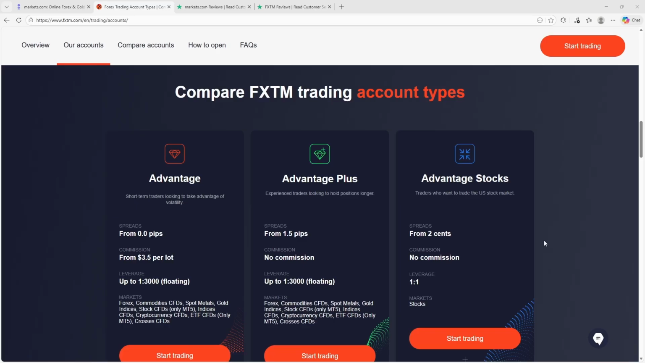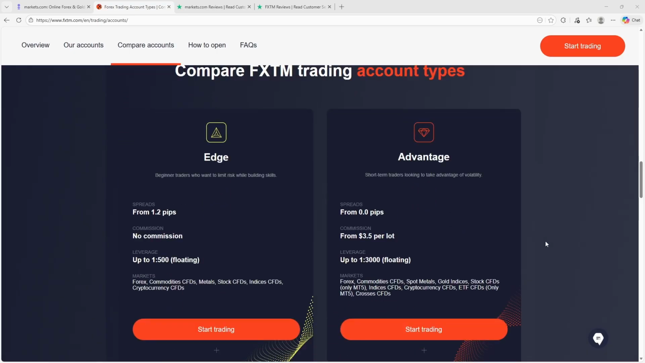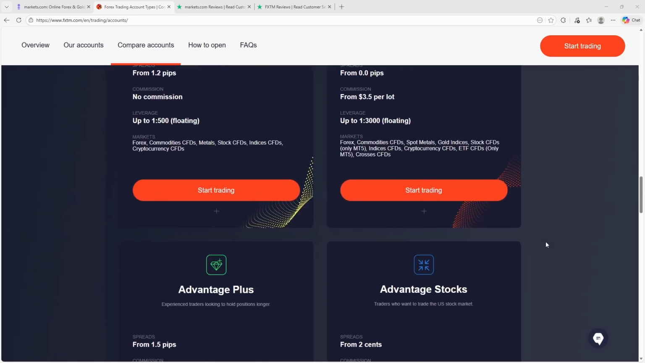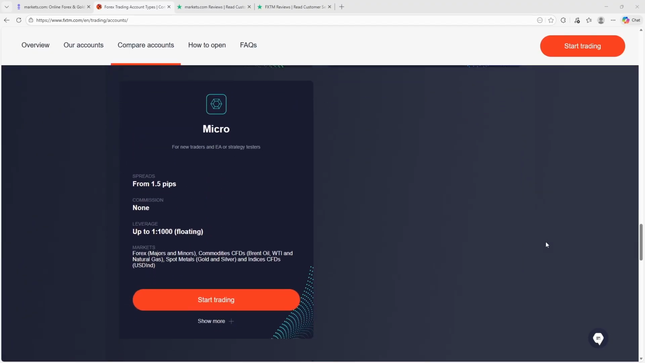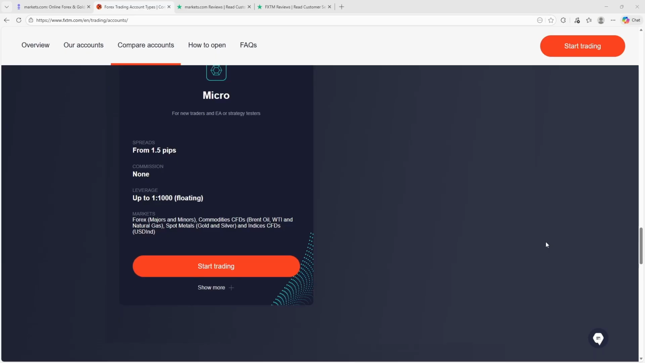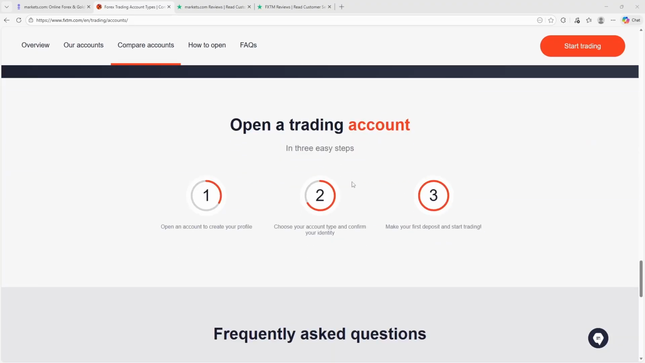FXTM also offers a Micro account, which is intended for newer traders or strategy testers. This account features smaller contract sizes, moderate spreads, no commission, and lower leverage caps, making it suitable for learning environments or cautious capital deployment. Across accounts, FXTM supports MetaTrader platforms, expert advisors, automated trading strategies, and a wide selection of CFD instruments, depending on regional availability.